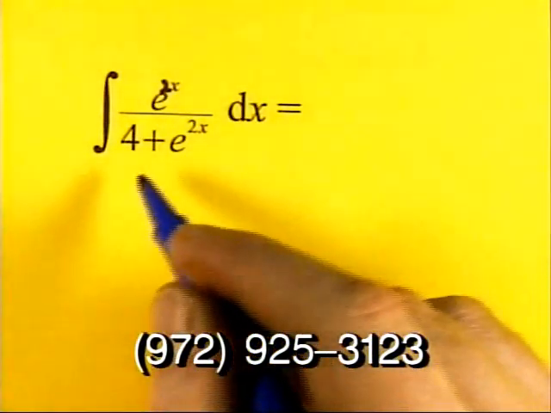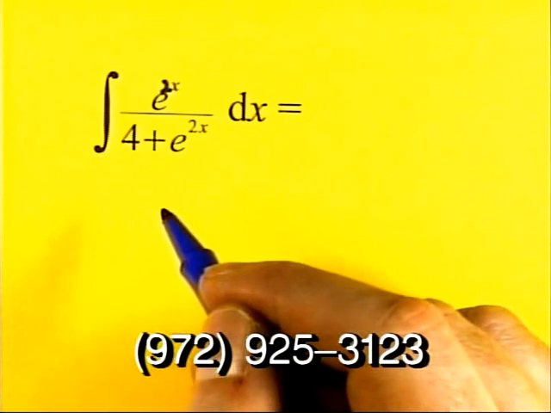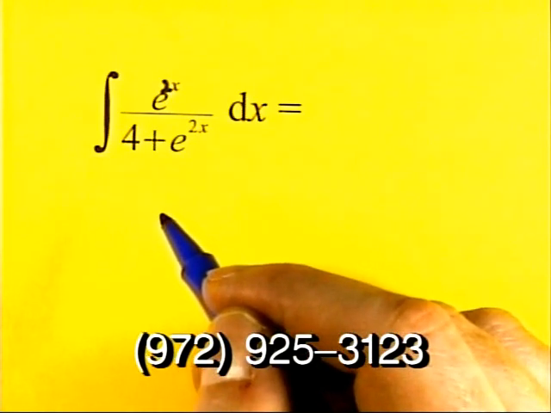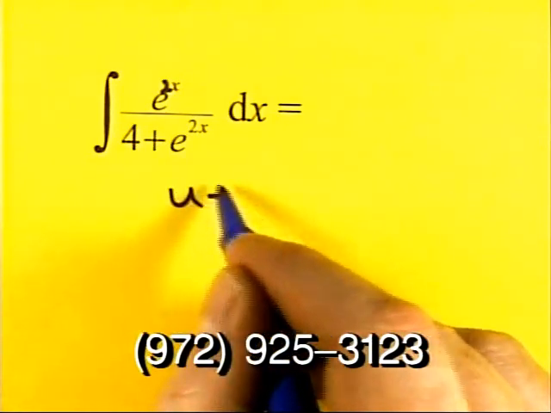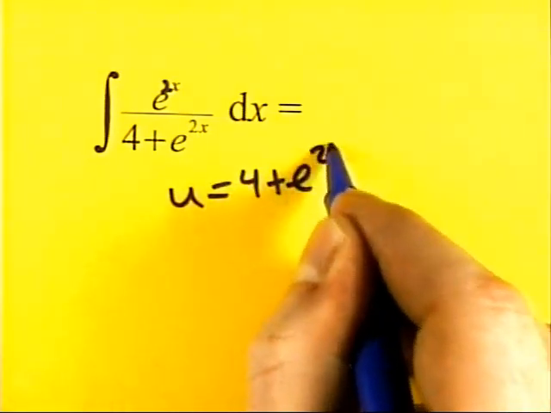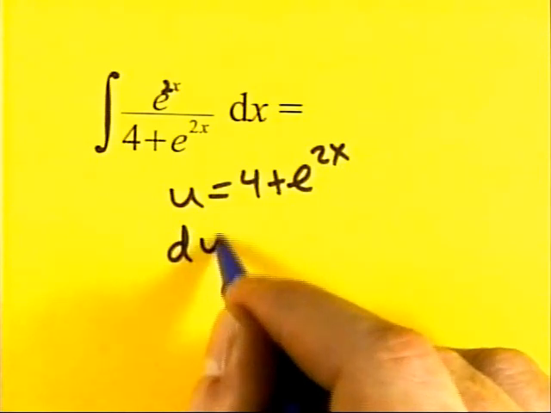All right. Anyway, so what do you do here, Bhumika? You assign u to the bottom, 4 plus e to the 2x. And then you're going to have e to the 2x times 2.